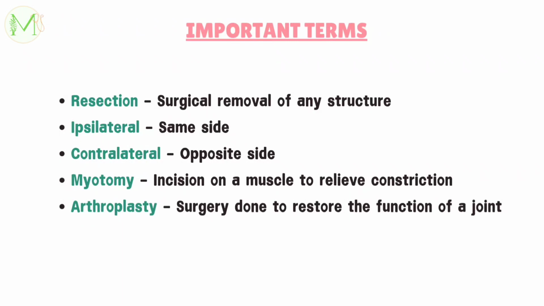The next term is myotomy. Myotomy is a surgical procedure where an incision is put on the muscle to relieve constriction. Arthroplasty is a surgery done to restore the function of a joint. Now let's get into the protocol.